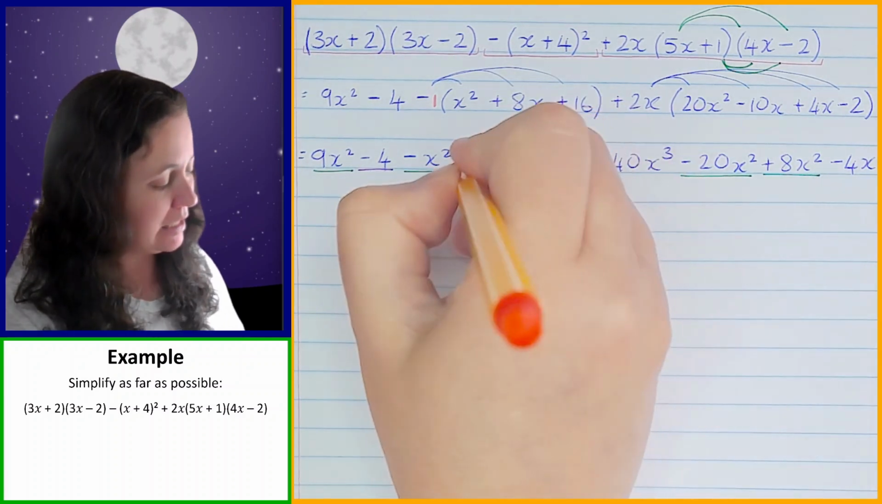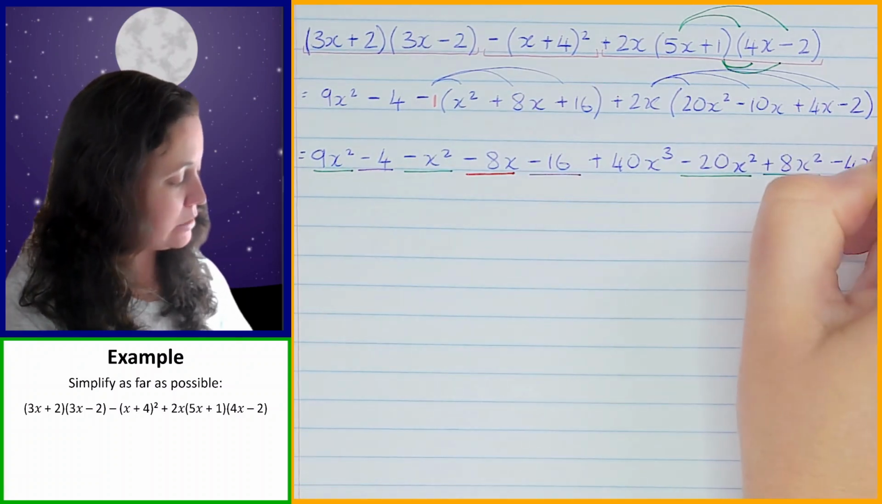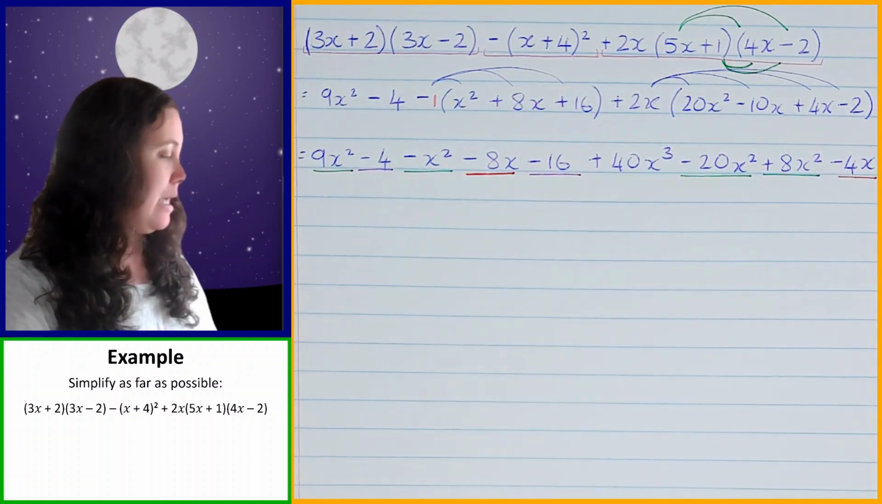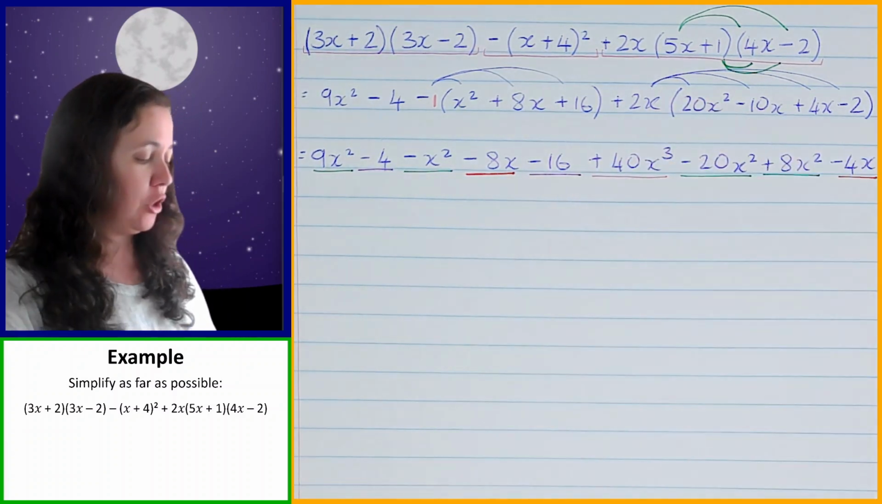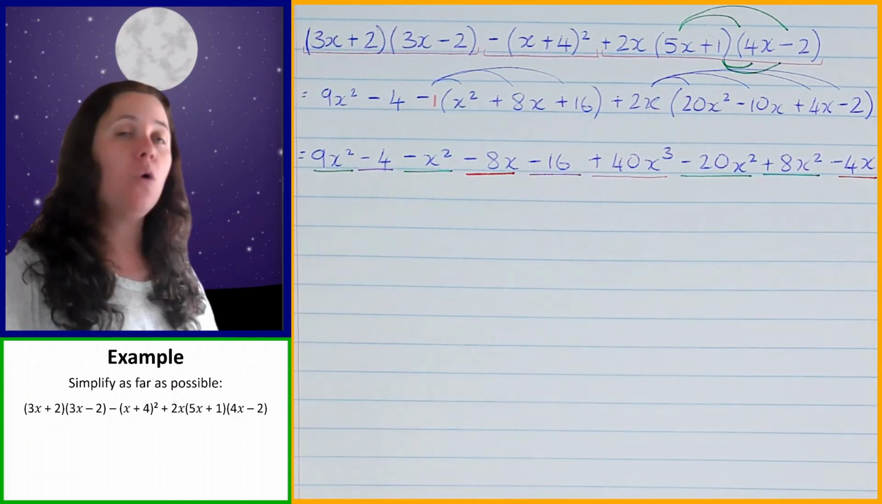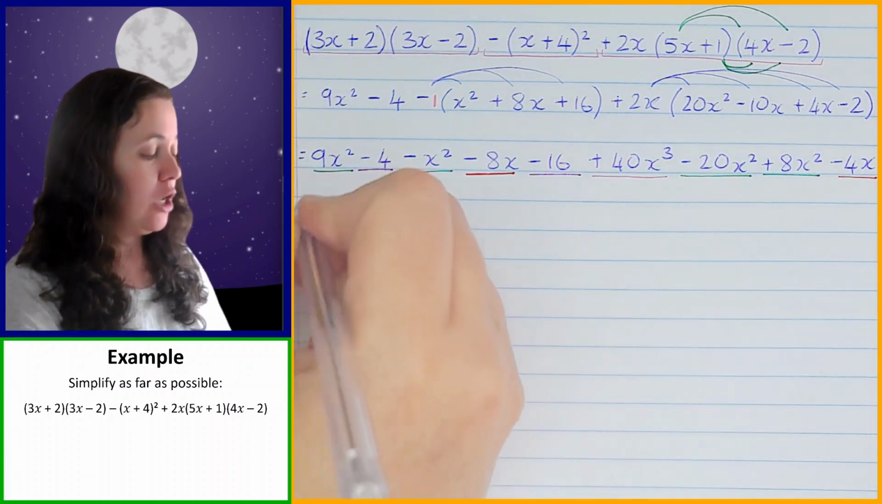Then I've got over here minus 8x. And I've got minus 4x over there. And then I also have over here plus 40x cubed. Okay, so now we've identified what our like terms are. So we need to simplify the like terms with each other and combine them.